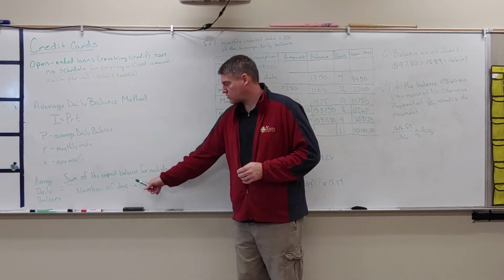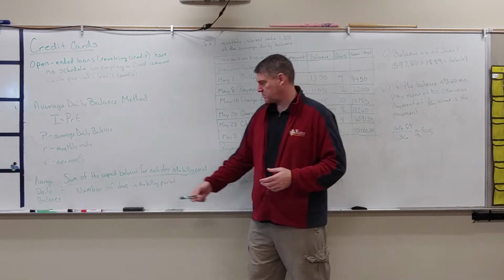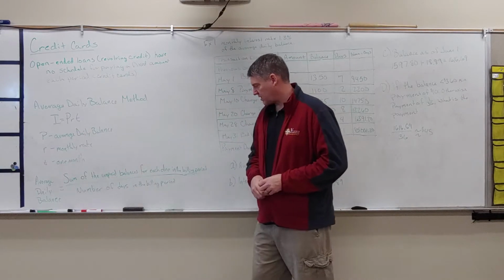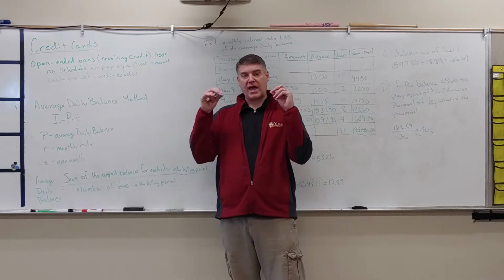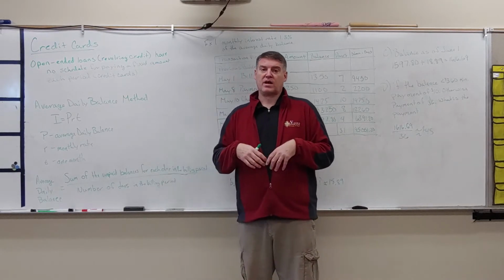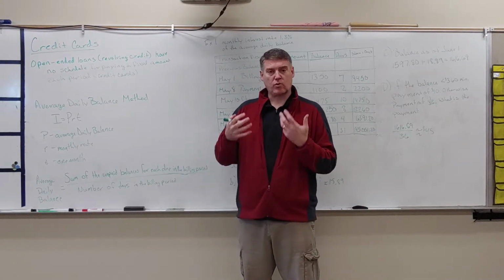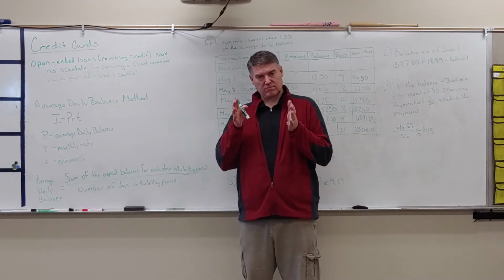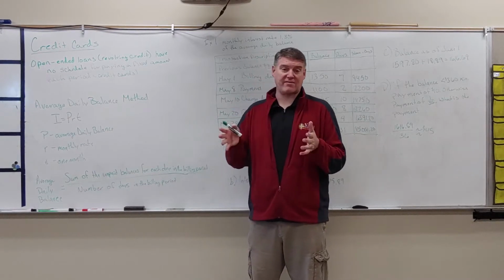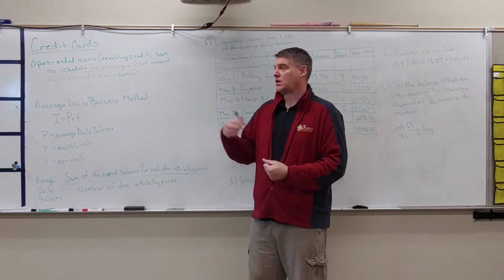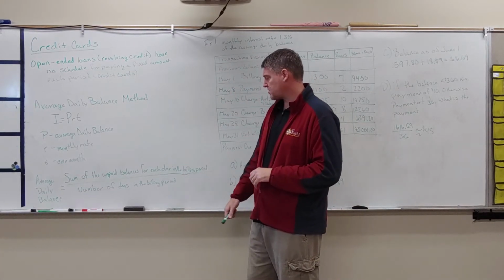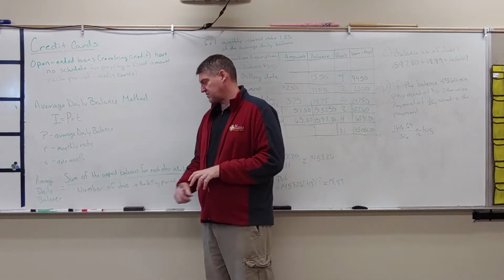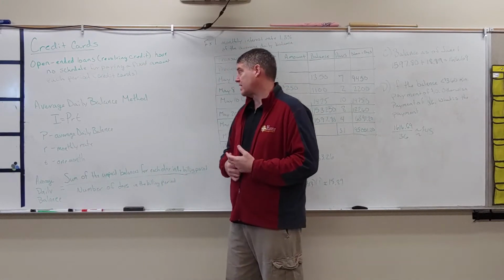Our average daily balance is the sum of the unpaid balances for each day in the billing period, so we add those all together. Kind of like if you had $20 for 5 days, that would be $100, and so on. We take the sum of the unpaid balances and divide it by the number of days in the billing cycle.